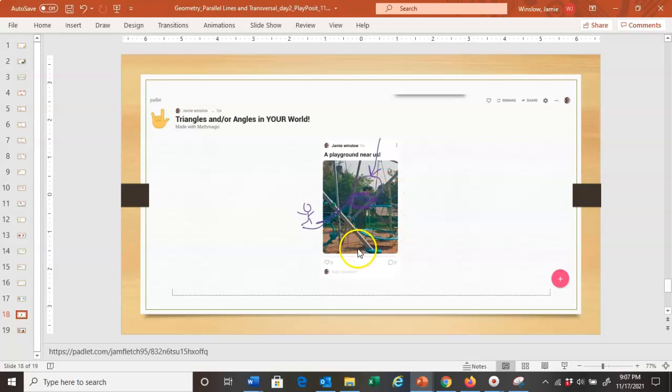So I would love for you guys to come to this Padlet and post a picture. You don't have to be in it. That's not a requirement. But post a picture of triangles in your world or angles in your world, anything that you see around you. I would love for you to do that.